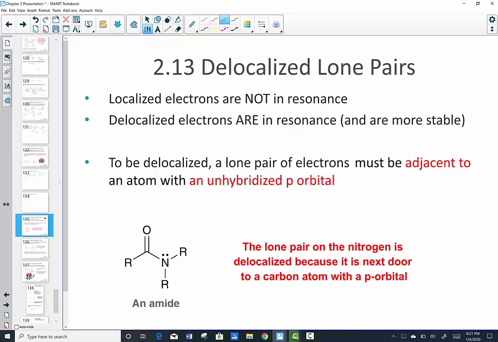We're heading to the home stretch, looking at delocalized lone pairs. Recognize what it means to be localized, which is not involved in resonance, and the term delocalized, which means they are involved in resonance. And remember, to be delocalized, a lone pair of electrons must be adjacent to an atom with an unhybridized p orbital. The lone pair on the nitrogen is delocalized because it's next door to a carbon with a p orbital.